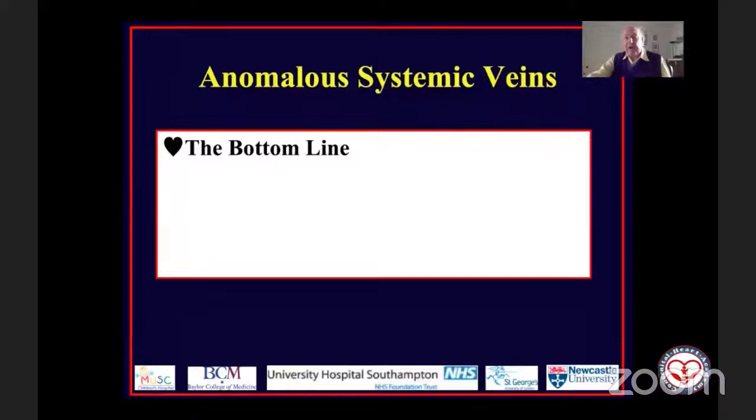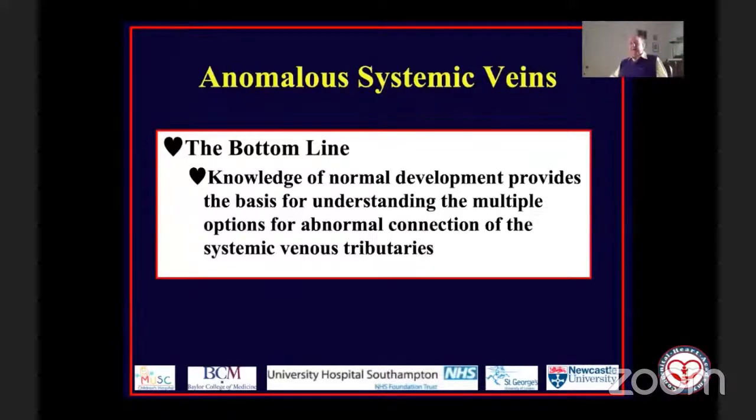So what we've tried to show you today, the bottom line, is that the knowledge that we now have of normal development permits us to suggest ways in which all of these anomalies can come about. And so I do believe now we can give you a rational explanation for all the anomalies involving the systemic veins of the normal heart.